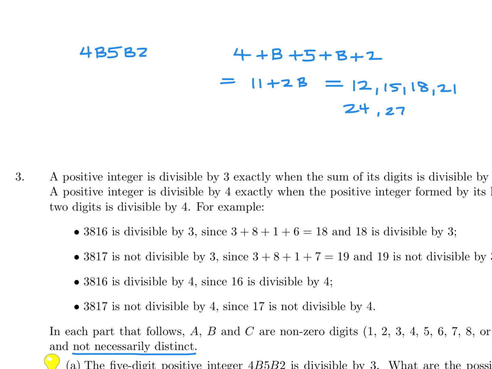Okay, so let's figure this out. You just do this. 11 plus 2b is 12. That would make b equal to a half. Well, that's no good because b has to be a digit. If it's 15, then b would be 2. 7 over 2 for 18. If this equals 21, it would be 5. 13 over 2 for 24, and 8 for 27. So the only values for b that are integers are 2, 5, and 8. And I believe that is the answer to that part.